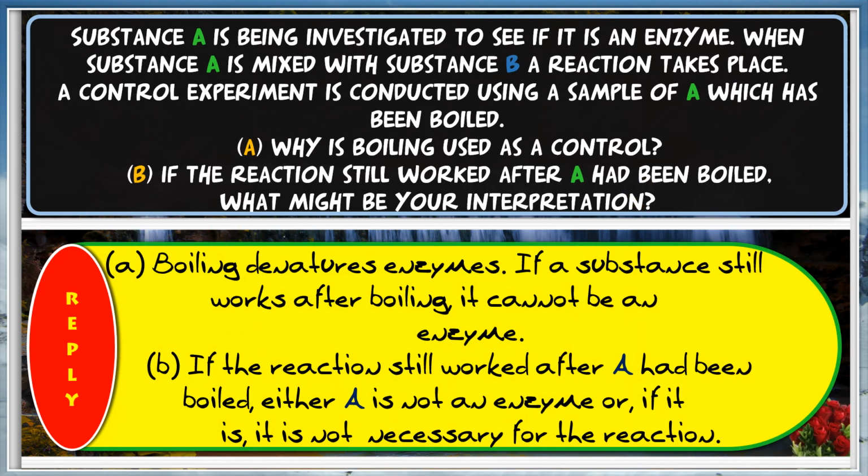Part A. Boiling denatures enzymes. If a substance still works after boiling, it cannot be an enzyme. Part B. If the reaction still worked after A had been boiled, either A is not an enzyme, or if it is, it is not necessary for the reaction.